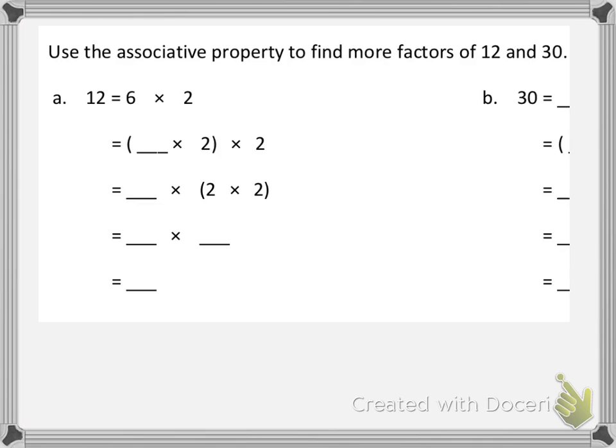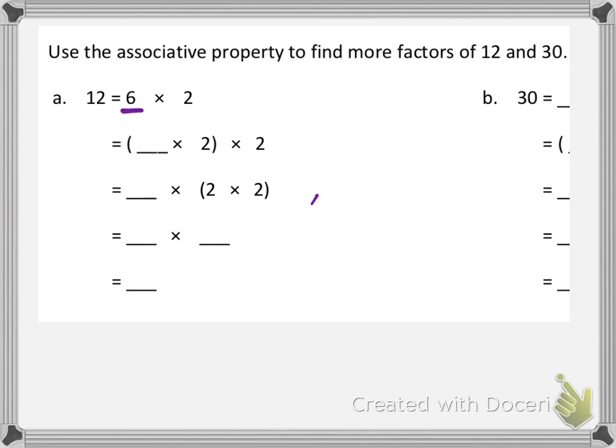All right, use the associative property to find more factors of 12 and 30. So now we're going back to the associative property to help us. No longer going to use the division, which you still can use, but when they're asking for this, you have to use the associative. So now we're going to be decomposing this 6. 12 equals 6 times 2.